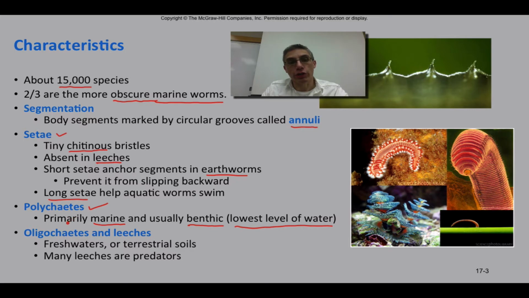So the other group that we're going to look at is called the oligochaetes, and we're also going to look at the leeches. Now, animals that belong to this group tend to primarily inhabit freshwater environments, or you're going to find them in a terrestrial or land type of environment. So they're going to inhabit the soils. Now again, many of these particular animals that fall into this group are going to be predators in some way, especially when you look at the group called the leeches.